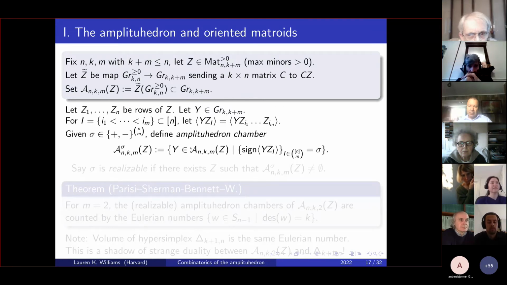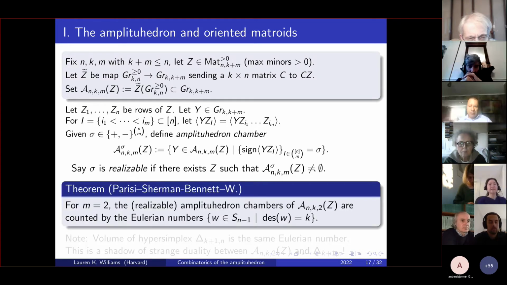Okay, so this is our amplituhedron chamber definition, and we'll say that a sign vector is realizable if I can find a matrix Z such that this subset of the Grassmannian, the subset where the twistor coordinates have the same sign as sigma, is non-empty. In general, for general amplituhedra, for general M, it's completely unknown how to classify these chambers. But for M equals 2, we can give a full classification.